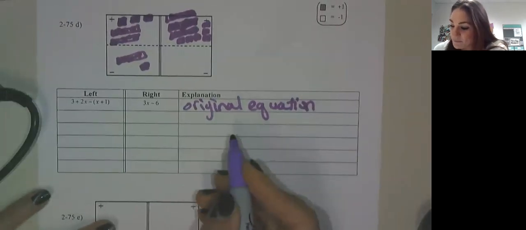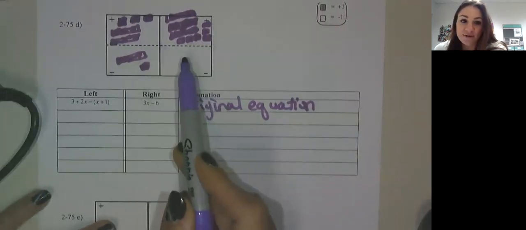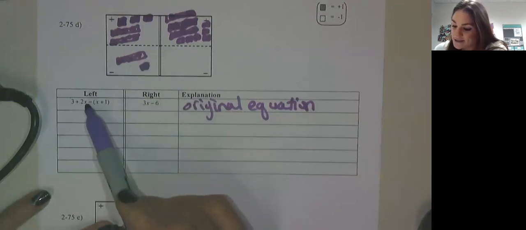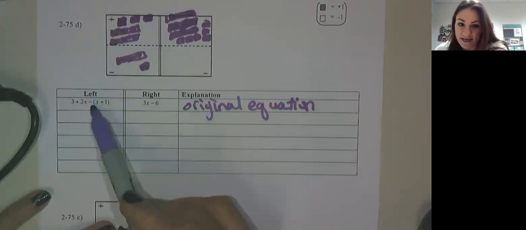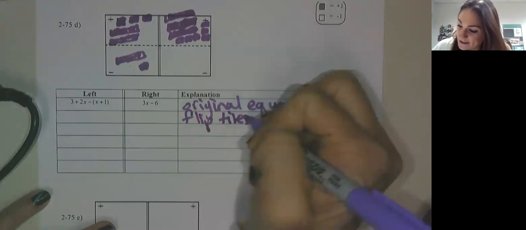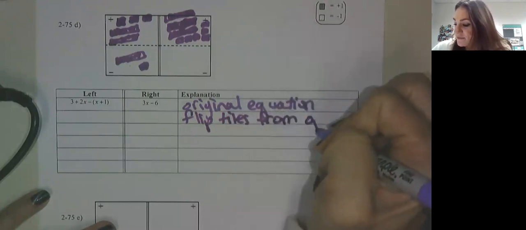Okay, in 75 part D, we have our original equation. Notice that there are tiles in the opposite region this time because there's a negative with a parenthesis on the outside. So the first thing I'm going to want to do is flip tiles from opposite region.